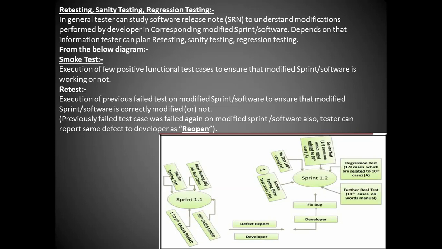Smoke testing: execution of a few positive functional test cases to ensure that the modified sprint is working or not. Retesting means execution of the previously failed tests on the modified sprint to ensure that the sprint is correctly modified or not. If a previously failed test case fails again on the modified sprint, testers can report the same defect to the developers as reopen.